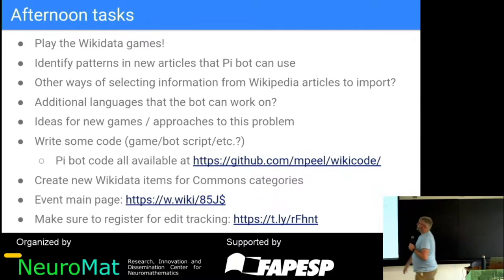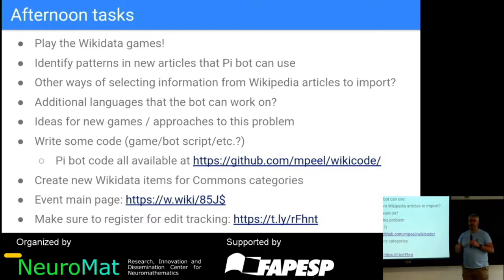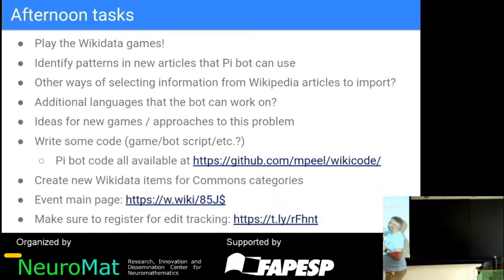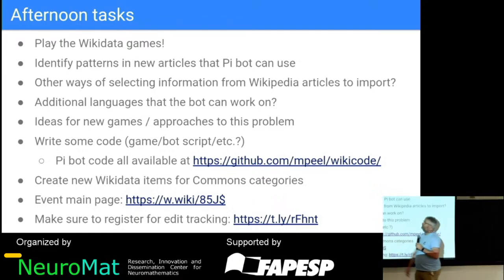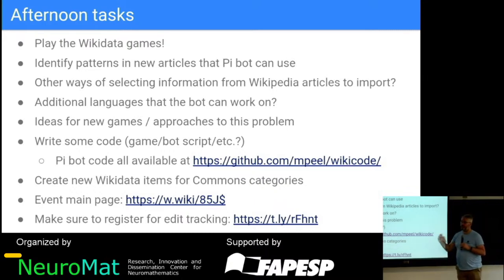One thing is just play the Wikidata games. There are thousands and thousands of potential matches in there. It's a great thing to do on your phone if you're on the bus going to São Paulo or something like that. You can just play the game and add useful information to Wikidata. If you can identify some patterns in new articles that PyBot could use, perhaps particularly in Portuguese Wikipedia, but also in other languages, that'd be really useful. You saw the code for doing that in PyBot, so we can easily add more cases in. If you just describe them, you don't even have to write the code yourself. Just come up with the patterns.